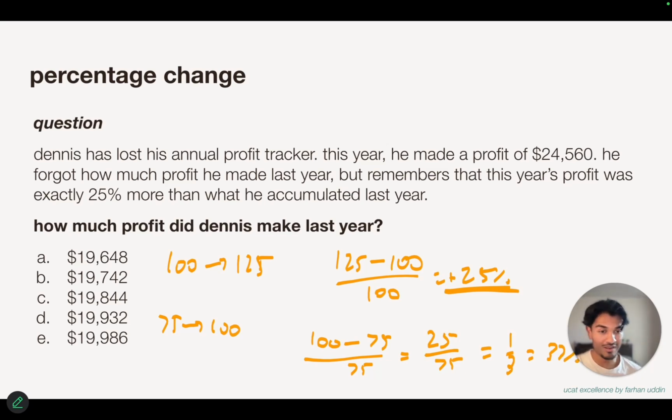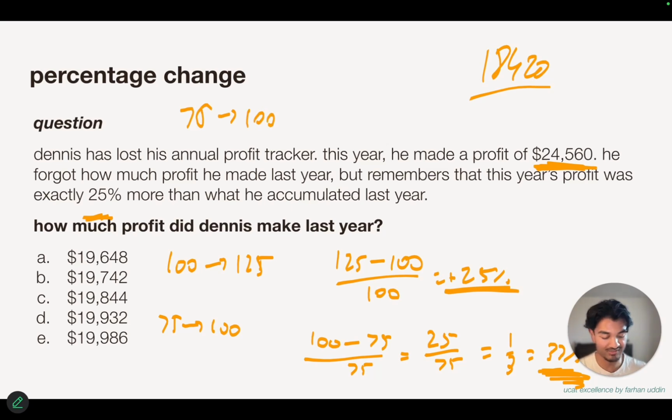So when we multiply this number by 0.75 to try and find what it was last year, if you ended up having 18,420 as your answer, what we're actually doing there is saying that there was a 33% change from one year to another, when actually what we want is a 25% change from one year to the other. So I always like to think of the base of 100. Hopefully this example illustrates why you should never treat 75 to 100 the same way as you do 100 to 125. Different cases need different approaches.